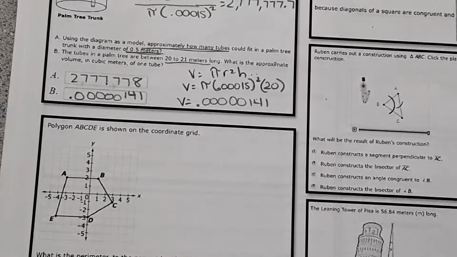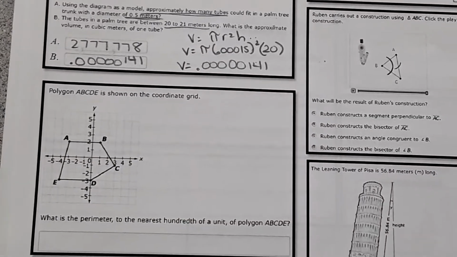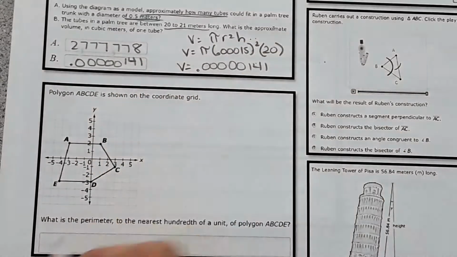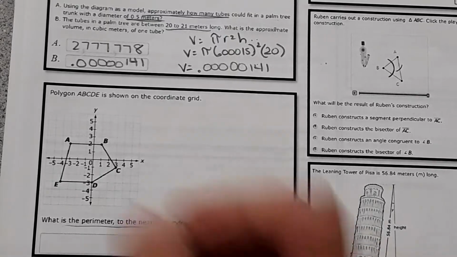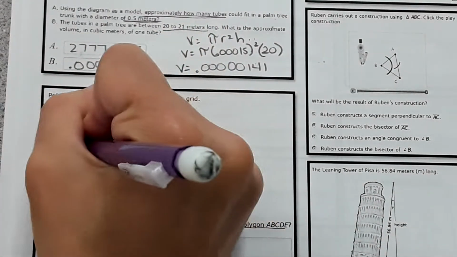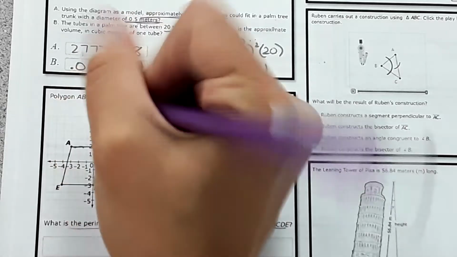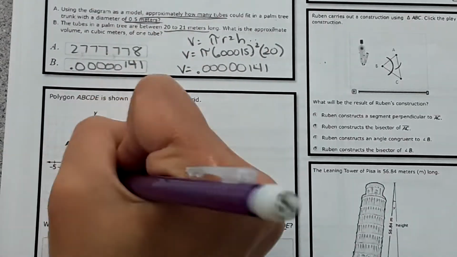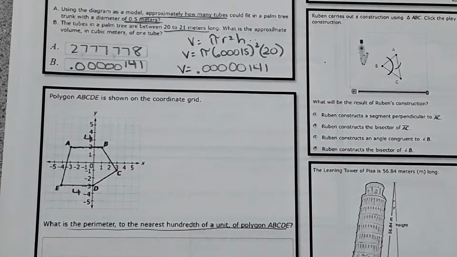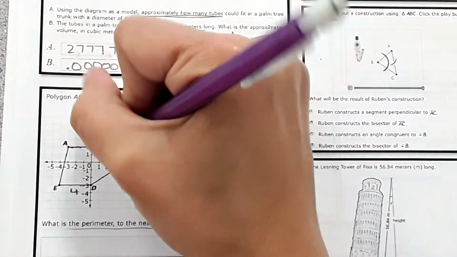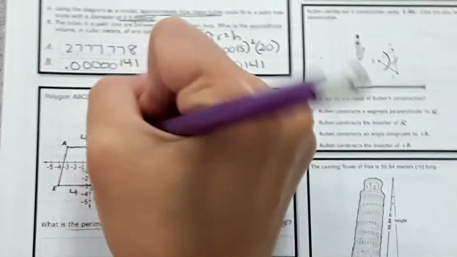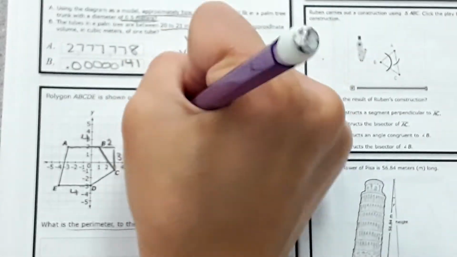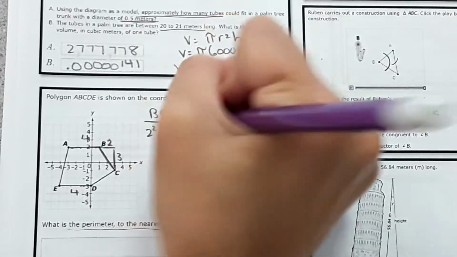Moving down. Okay, polygon ABCDE is shown on the coordinate grid. It wants to know what is the perimeter to the nearest hundredth of a unit of the polygon. Well, these lines right here, we can just count the units. 1, 2, 3, 4 units here. 1, 2, 3, 4 units here. Then to find the length of the diagonals, we would use the Pythagorean theorem. So 2 and 3. To find BC, 2 squared plus 3 squared equals c squared.